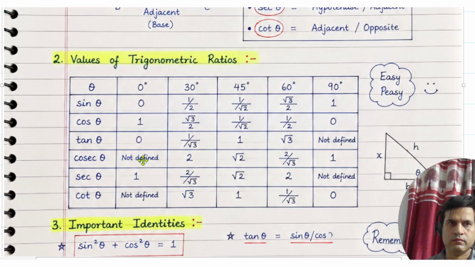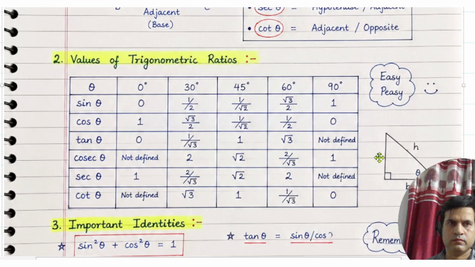So cosec 0 is not defined. It's the reciprocal of sine, so for 30 it is 2, then 2 by root 3, then root 2, and the reciprocal of 1 is also 1. And sec is 1 by 1, so it's 1, then 2 by root 3, then root 2, then 2, and sec 90 is not defined here. So cot theta is not defined, root 3, 1, 1 by root 3 and 0.